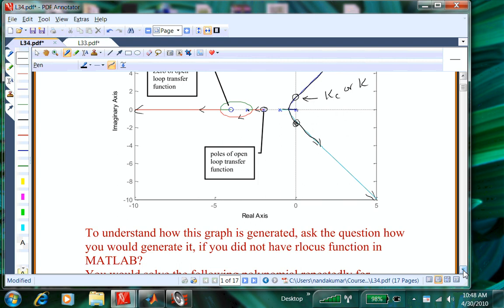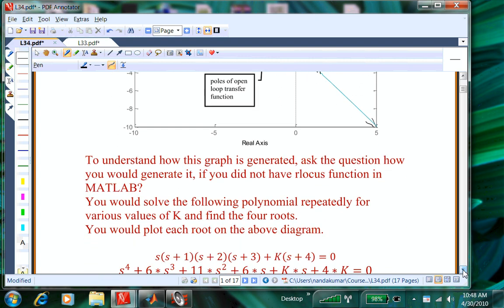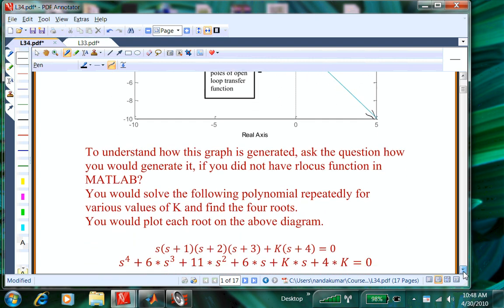And the reason for going through this is it makes you understand the process of how to generate this graph yourself, which is what you will be asked to do in an exam. Okay? Because you're not going to have access to the rlocus function.